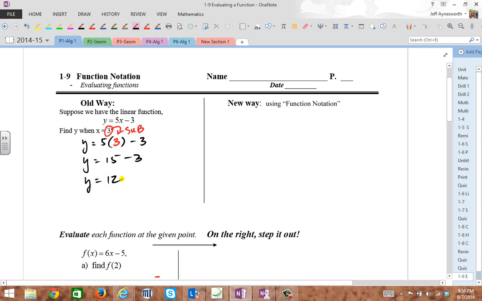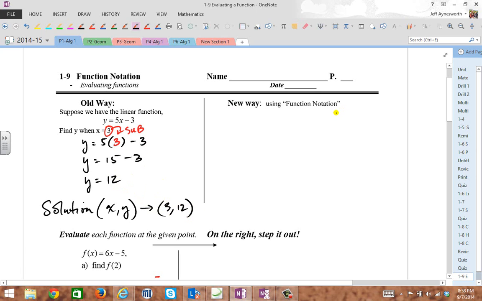If you want to write this as an ordered pair or as a solution, we always write it as x comma y, as you guys know. So x is 3 and y is 12, so 3 comma 12. That's the y value when x is 3, and y varies depending on what x is. This is what we did a long time ago. This is the old way.